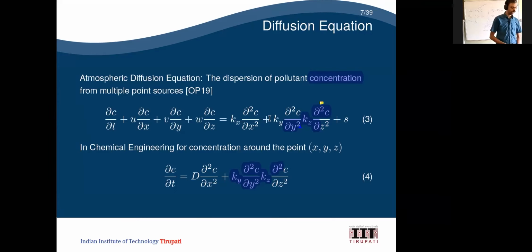So here what we have is something like Ct plus u Cx plus v Cy plus w Cz, where u represents the velocity in the x direction, v represents the velocity in the y direction, and w represents the velocity in the z direction. Because the air will be flowing in all directions, right? It can flow in the x direction, y direction, and z direction. So that means the dispersion is going to happen. That dispersion of the pollutant is going to travel.